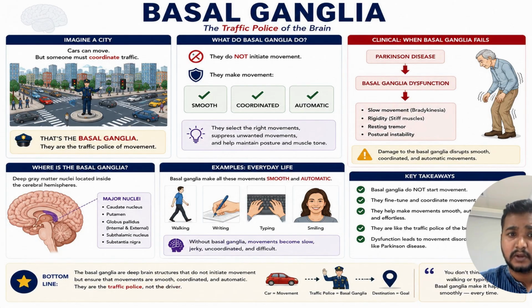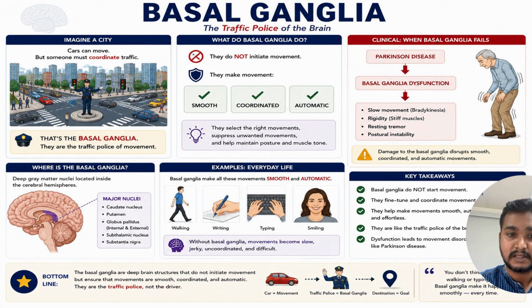Imagine writing your name, walking, typing on a keyboard, or smiling. You don't consciously think about every tiny muscle involved. That's because your basal ganglia are constantly fine-tuning those movements in the background. Anatomically, the basal ganglia are deep collections of grey matter located within the cerebral hemispheres. The major nuclei include the caudate nucleus, putamen, globus pallidus, subthalamic nucleus, and substantia nigra.